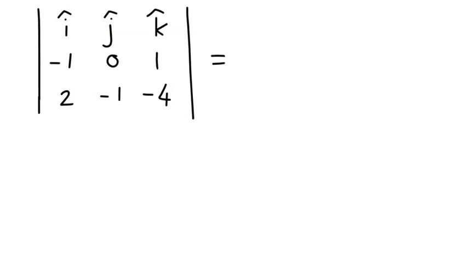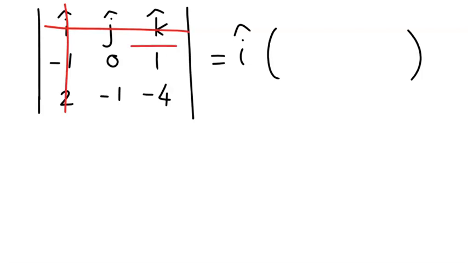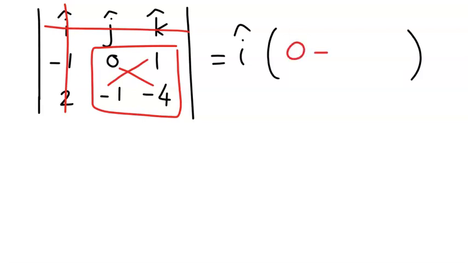Let's first calculate the x component of this cross product. So to get the x component, we cross out the i hat in two mutually perpendicular directions. That would leave us with 0, 1, minus 1, minus 4. Now we proceed as if we are calculating a 2 by 2 determinant. So 0 times minus 4, that is 0, minus minus 1 times 1, that is minus 1. So it's going to be 0 minus 1.